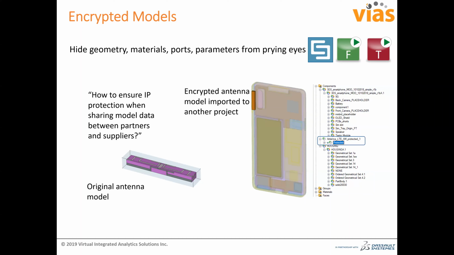Now when the third party imports and runs that model in CST, he can see the electric field and the far field, but he will not have information about how the model is built. So it keeps the IP of the company. Earlier, in the 2019 version, it was supported for time domain. Now it supports frequency domain as well.